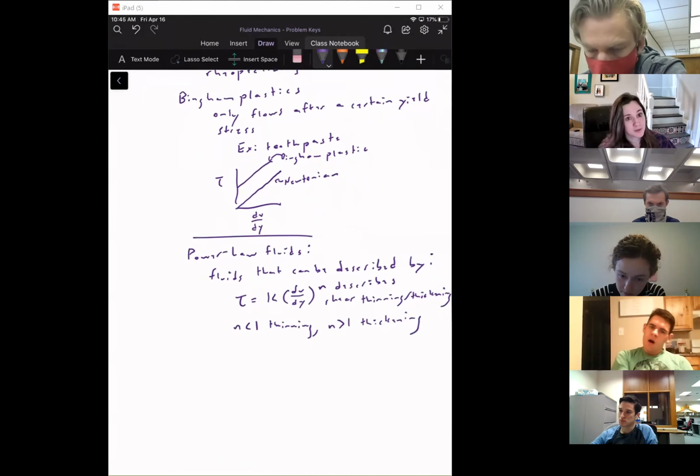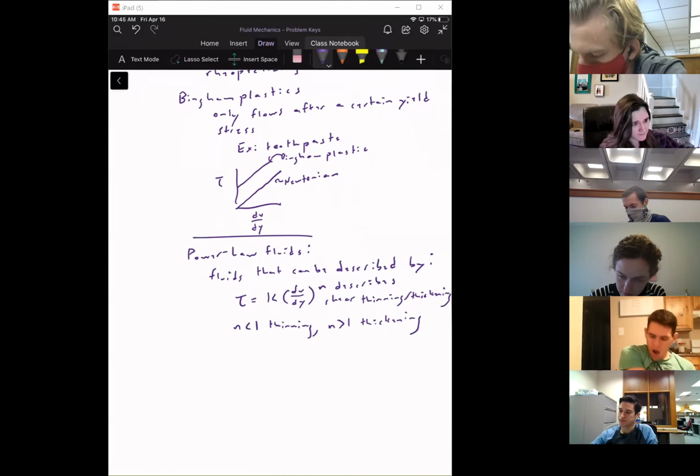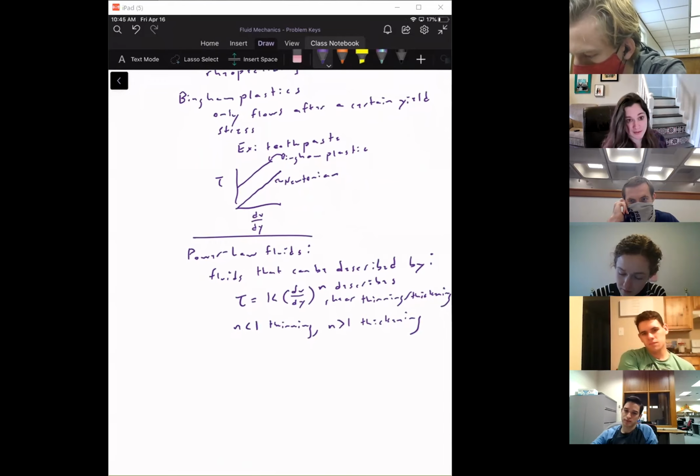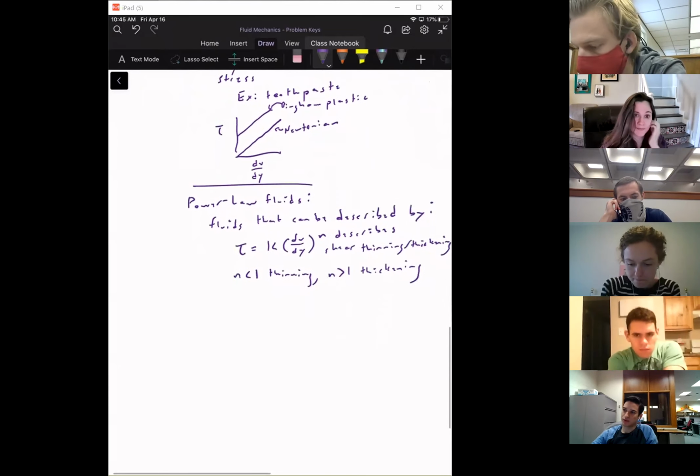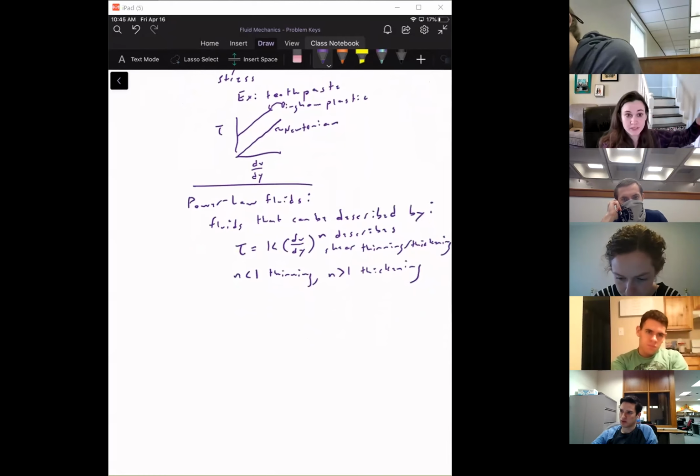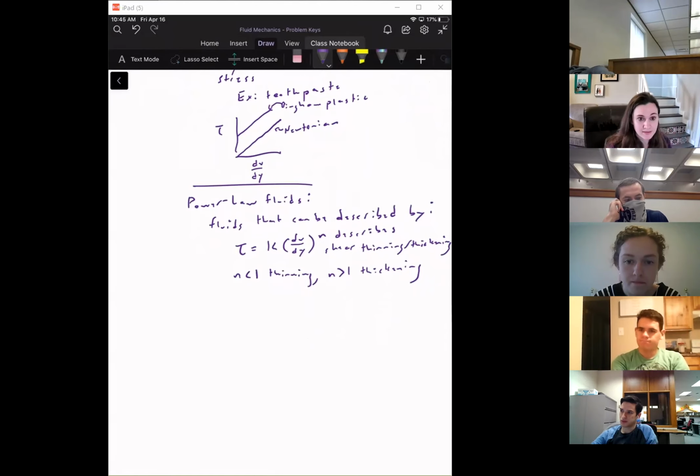And so we learned about these both because if you were to actually encounter a non-Newtonian fluid in your job, it's most likely to be thinning or thickening and to be able to be described by a power law. And then also you did a lab in your lab class about power law fluids.